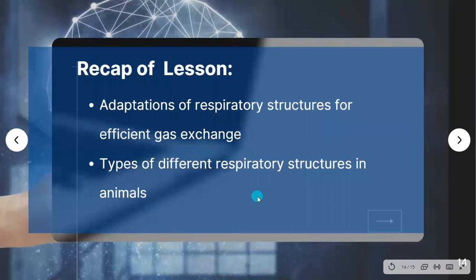All right, to recap today's video, we talked about the general adaptations of respiratory structures for an efficient gas exchange, and we also talked about the types of different respiratory structures in animals: in insects, in frogs, and also in fish.